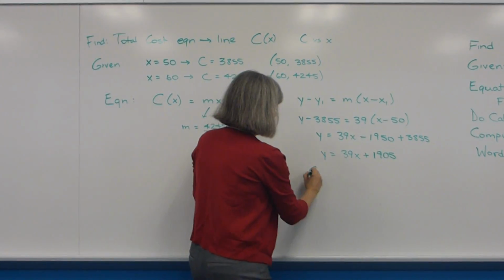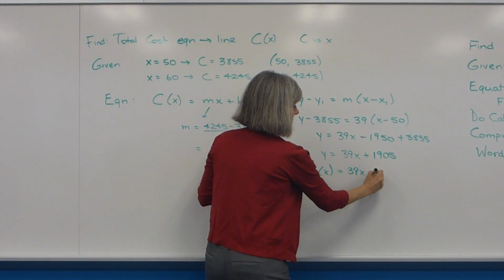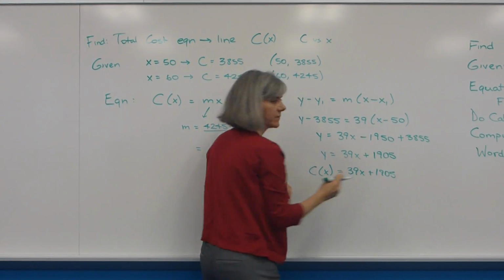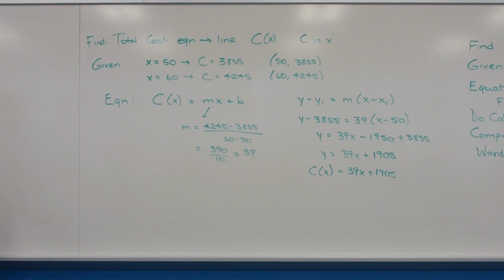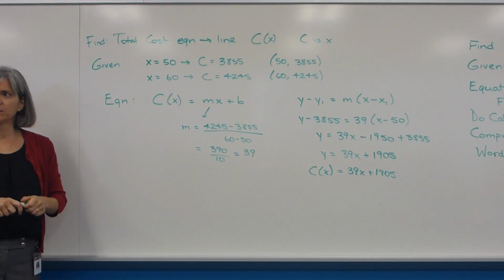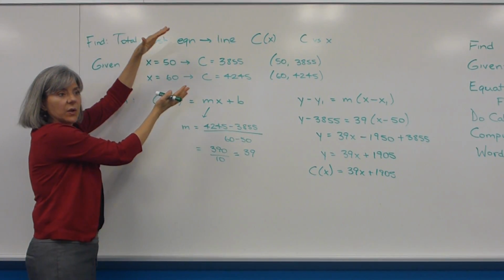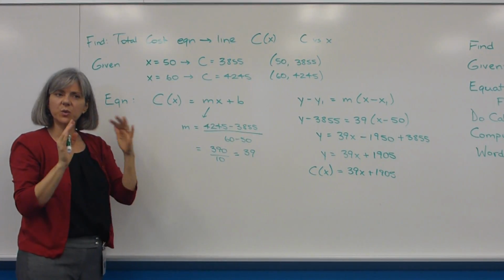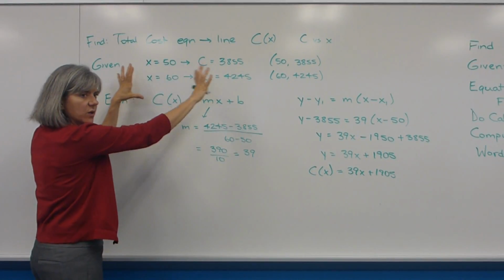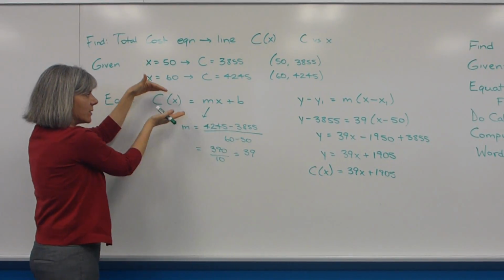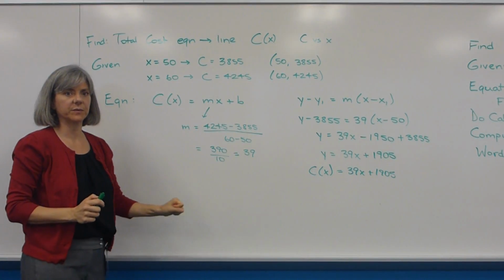All right, so your final answer would be C of x equals 39x plus 1905. Okay? So, this is a word problem, but in actuality, once you get it set up to here, the math part gets pretty easy. So that's true of most word problems. If you can figure out what you're trying to find and what you have given, once you get into the problem solving part, this part is usually pretty straightforward.